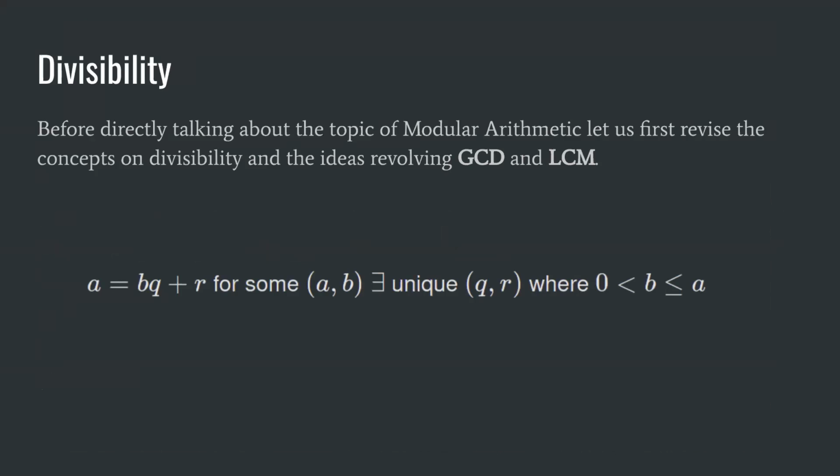So let's go into divisibility. Okay, so what do you mean when a number is divisible by another number? Suppose you have a number A and then a number B. The thing that we actually mean is that A can be represented as BQ plus R for certain numbers A and B, where Q and R are unique and B is less than or equal to A. And similarly, this remainder R will be less than B and greater than or equal to 0. So this is what we mean when we explain divisibility.